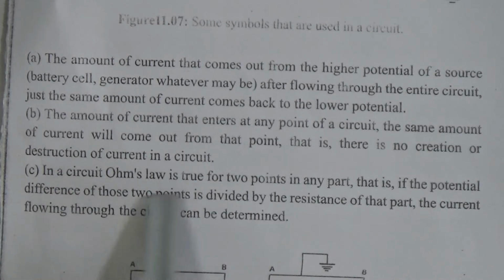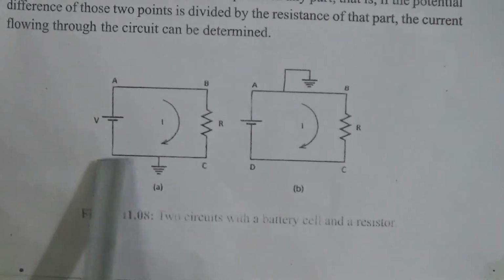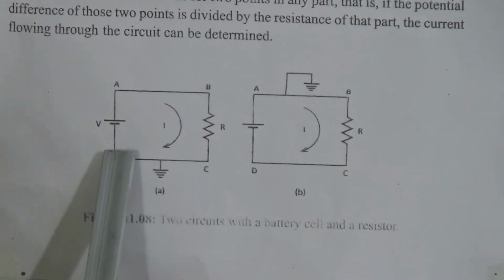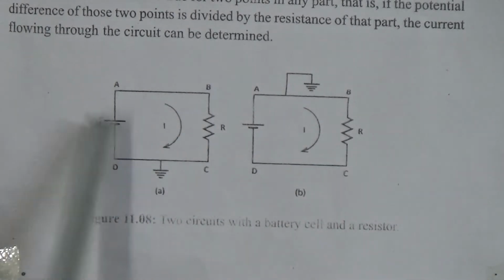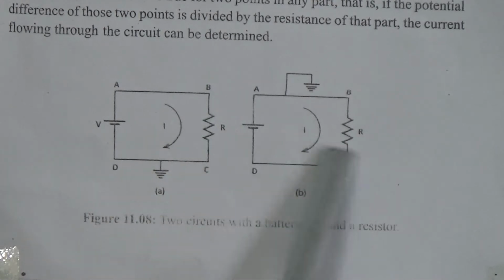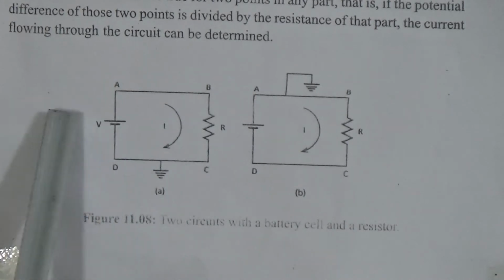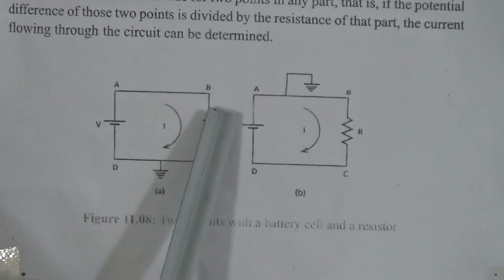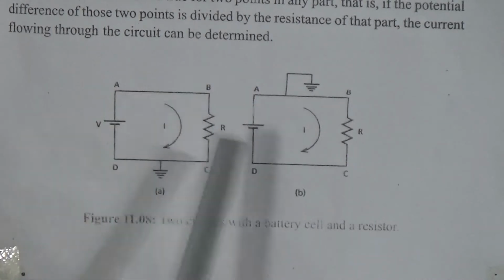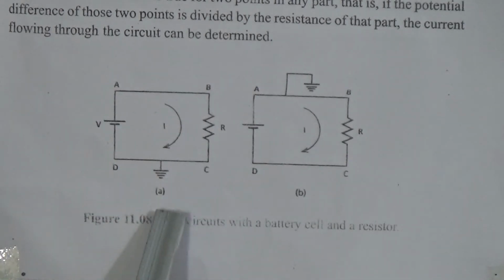C, in a circuit, Ohm's law is true for any two points of any part, that is, if the potential difference of those points is divided by the resistance of the part, the current flowing through the circuit can be determined. My dear students, here are given two circuits, with a battery cell and a resistor. In the first circuit, this is the cell and this is the resistor. In the second circuit, this is the cell and this is the resistor; one point of the cell and another point of the resistor are connected, and the other part is connected with the earth surface.